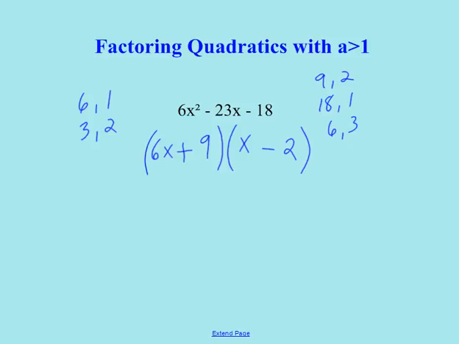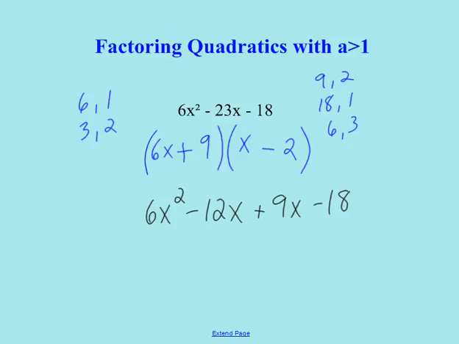Now, foiling this back together is a must. It's not an option. You have to be able to foil it back together to check your answer. We sort of arbitrarily chose the factors of 6 and 18. So let's foil it and see what happens here. So first would be 6x times x, which would be 6x squared. Outside would be 6x times negative 2, which would be negative 12x. Inside would be 9 times x, which is positive 9x. And last would be positive 9 times negative 2, which is negative 18.